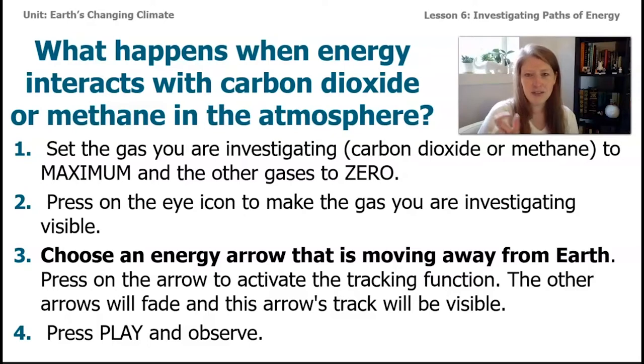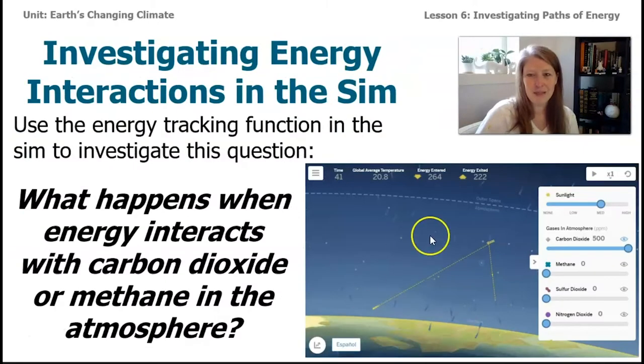And then there's a little eye icon that you can press, and it will show you the gases that you're investigating. And then choose an energy arrow that's moving away from Earth. And then if you press the arrow, you can actually activate its tracking function, which lets you see what its pathway is, whether it changes or stays the same.